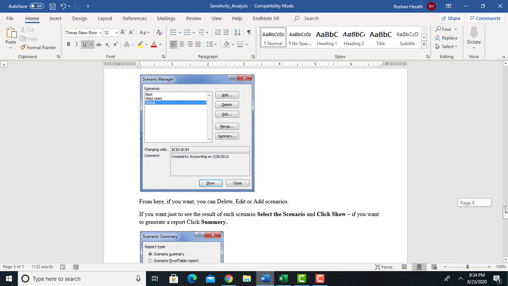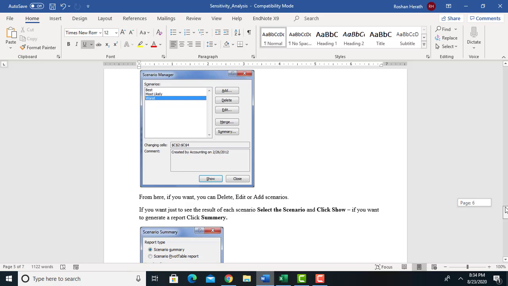Then you'll be simply adding the different scenarios: the best case scenario, most likely scenario, and worst case scenario. Also, you can delete and edit, different things can be tried out. While you are adding a particular scenario, if things have gone wrong, you can select the scenario and simply delete it. Or sometimes the inputs you fed would be wrong, so in that case you can edit things by selecting the appropriate scenario.